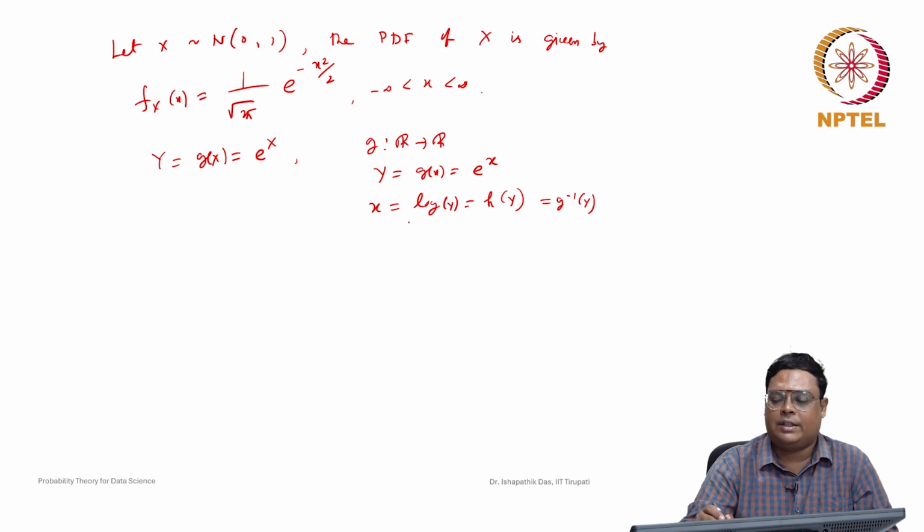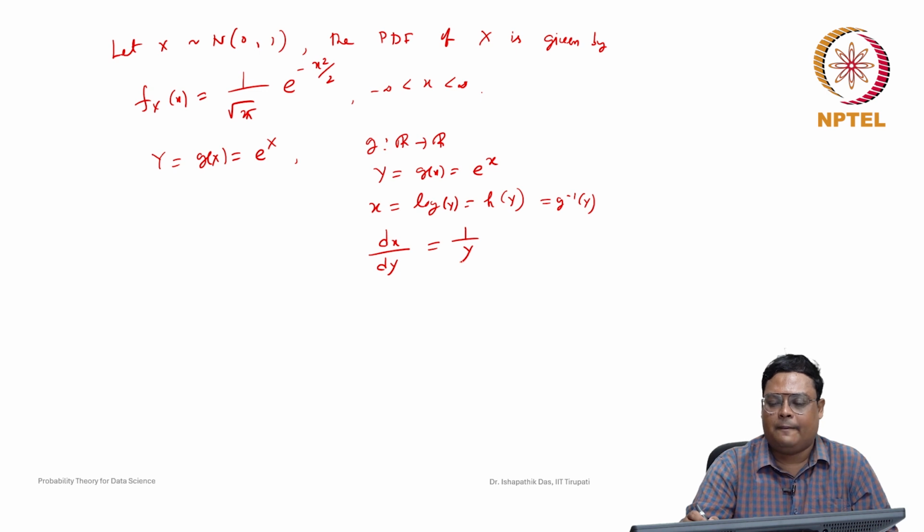So now what is dx/dy? dx/dy is 1 by y. Note that whenever you take this transformation e to the power of x, y is always greater than 0. Hence 1 by y will be greater than 0 for all y in the range of this random variable. Initially x is from minus infinity to plus infinity, but after this transformation the range of y becomes 0 to infinity.